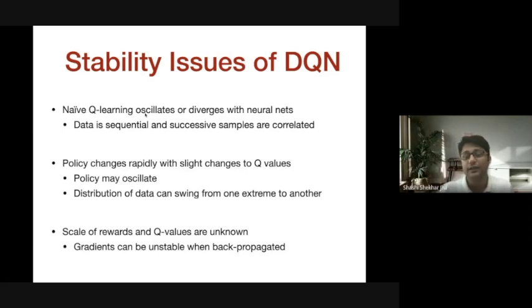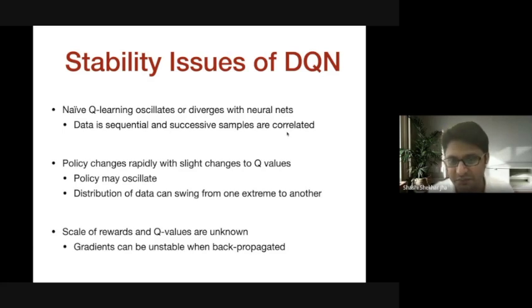And they figured out the issue is because the data is sequential and successive samples are correlated. What is the meaning of this? Again, this is a very important assumption that we usually forget, but it is always there whenever you are training any supervised learning approach. We always assume that the data we use to train any supervised learning model is IID data. Rings some bell? I hope it rings. IID data, identically and independently distributed.